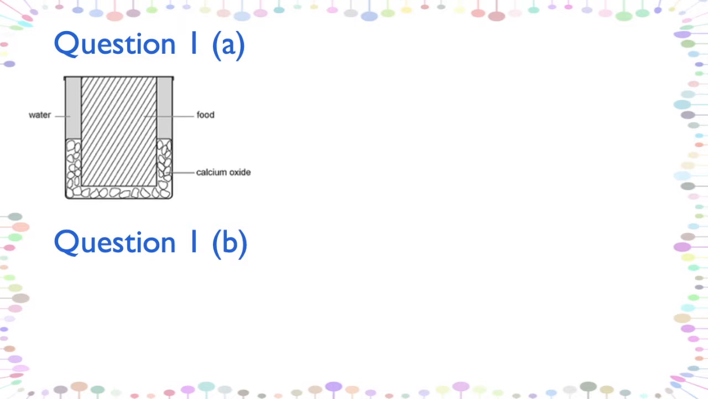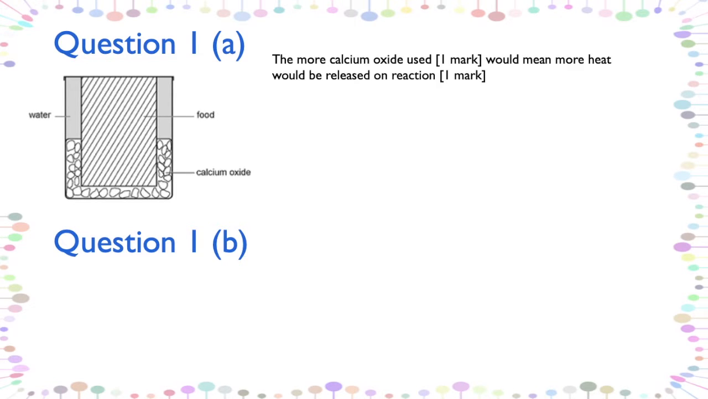So for the first question, we need to somehow raise the temperature from 50 degrees to 70 degrees. So we need to think of a way of releasing more energy into the food. We can do this by using more calcium oxide. So the more calcium oxide you use, the more heat energy will be released to the food. So more energy would be released from the calcium oxide, which would heat up the food.